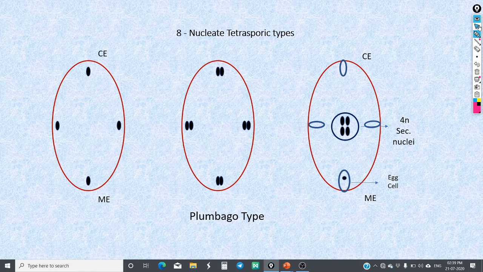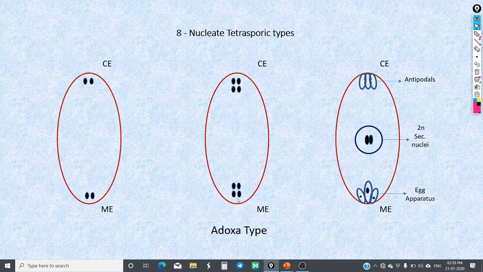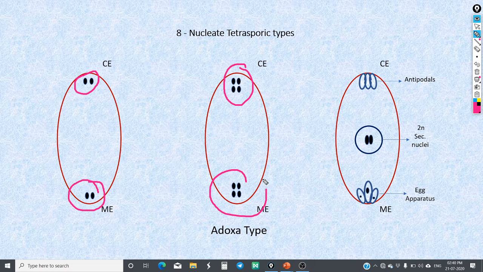The last one in the 8 nucleate tetrasporic types is the Adoxa type. In Adoxa, the arrangement is a little bit different. See here, soon after the meiosis, the four nuclei arrange two at each pole, that is, two nuclei at the chalazal end and two nuclei at the micropylar end. The two nuclei at the chalazal end undergo only one mitotic division, resulting in the formation of four nuclei. Here also, at the micropylar end, the two nuclei undergo one mitotic division, resulting in four nuclei. As a whole, you can see 8 nuclei are present.